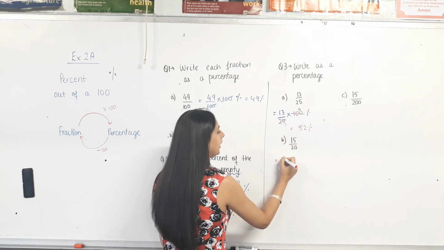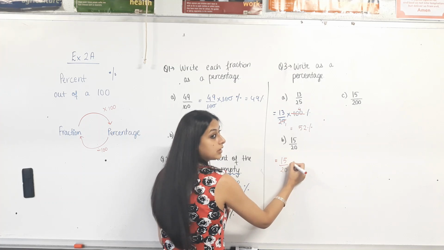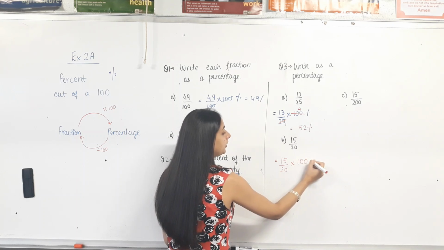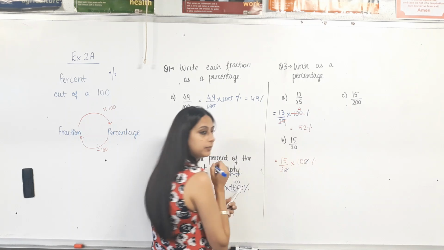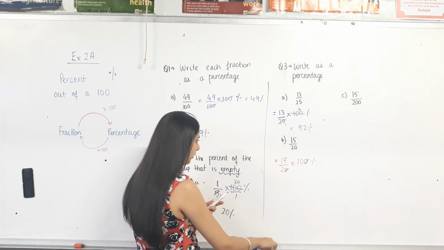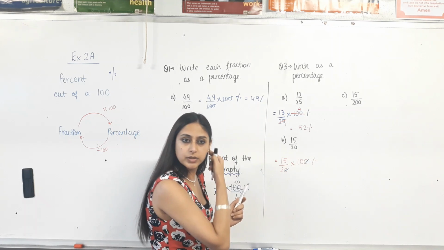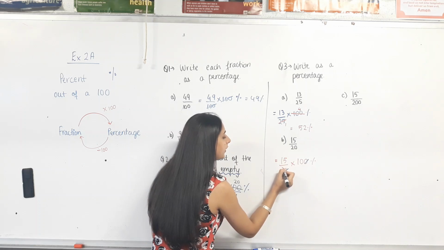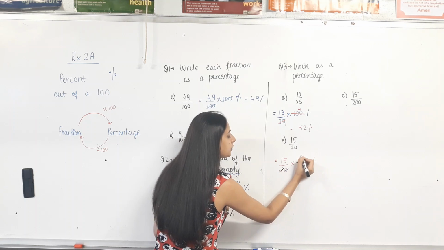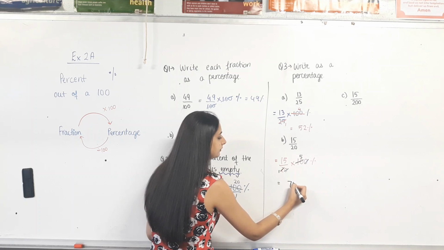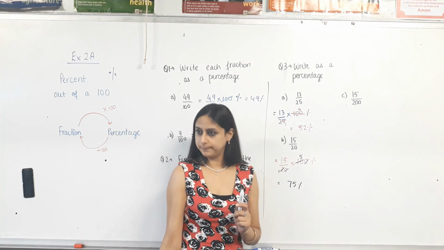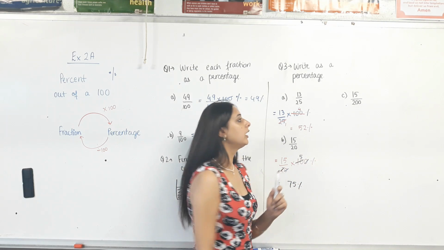Next one, again, equals 15 over 20 times 100, what do we put? Percent. Now, can I cancel the zeros or divide both by 10? Yes. Now, 2 and 10. Are they both divisible by 2? Yes. So 2 divided by itself is 1. 10 divided by 2 is 5. Multiply the tops. 75%. Make sense?